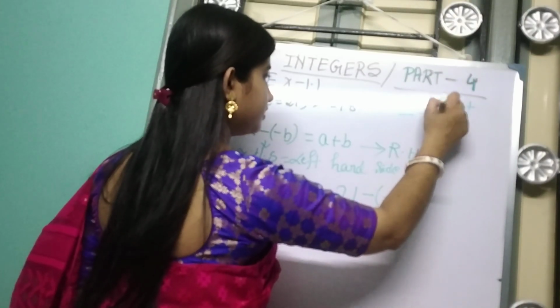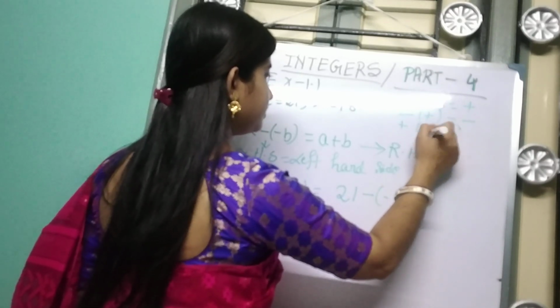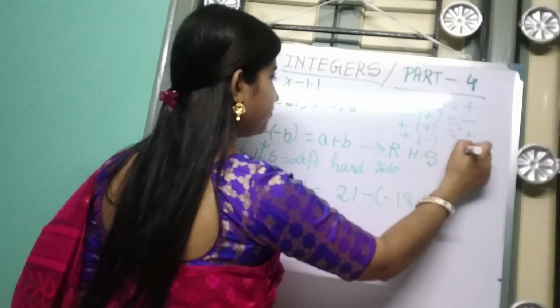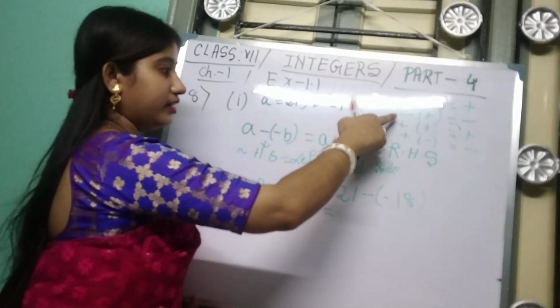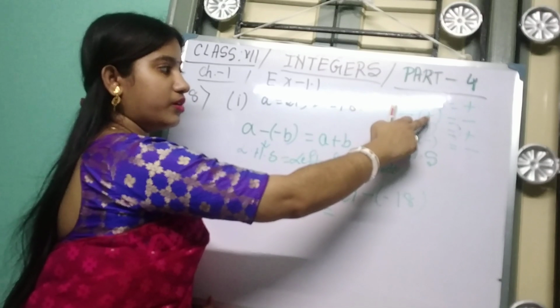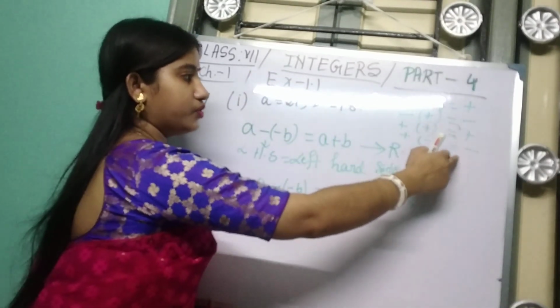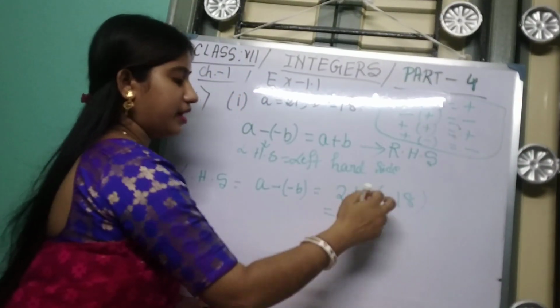Minus of plus equals minus. Plus of plus equals plus. Plus of minus equals minus. When we get two minuses, this is plus, and one minus and one plus equals minus. So, minus of minus means plus.